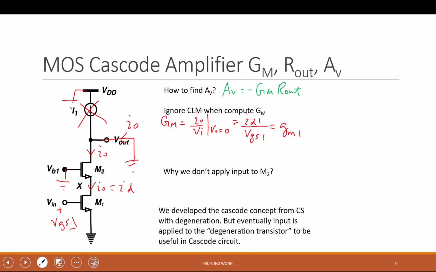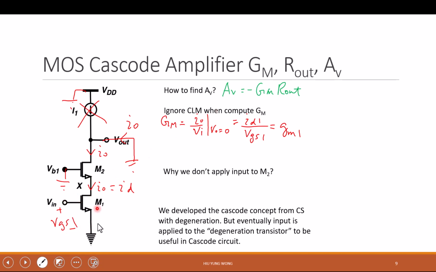Very fast, not simple, but very critical. You use a lot of important concepts here. Definition of GM, you need to short it. And then you need to open the current source, short the constant voltage. And then you understand that this current is flowing all the way down when there's no channel length modulation. Because if you draw the small signal, you will find that this won't be the case when you have channel length modulation. So this is a good approximation.